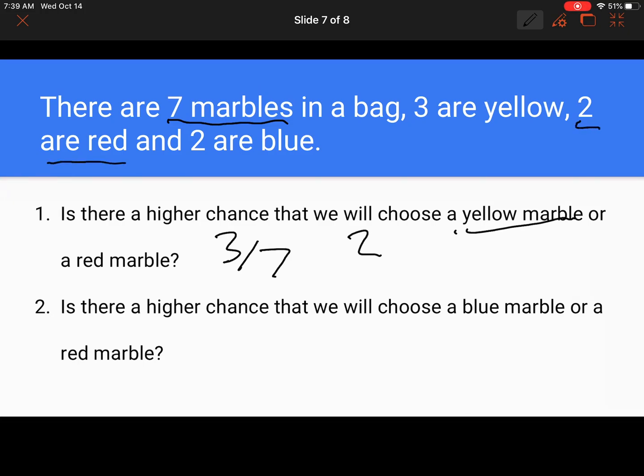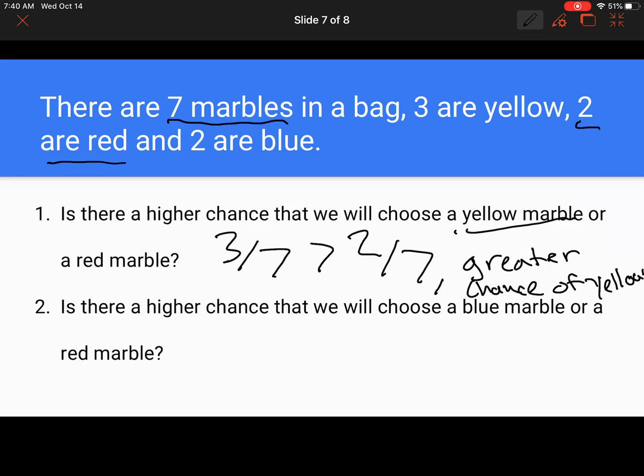Now let's look at the red marble. So we have 2 are red. So that means we have a 2 out of 7 chance of pulling a red marble. And let's look at our fractions here. Which one of these is greater? So 3/7 is greater than 2/7, which means we have a greater chance of yellow, right? And if we want to look back at our original problem, that makes sense because we had 3 yellow marbles, whereas the other 2 we only had 2.